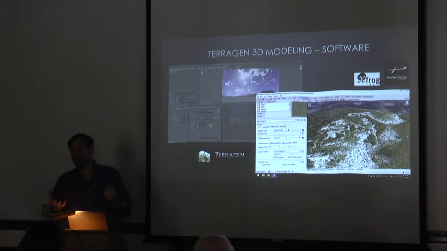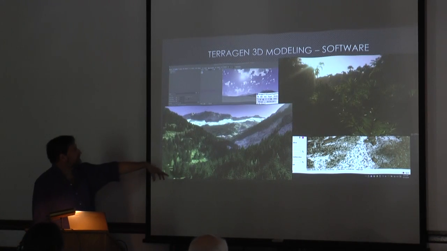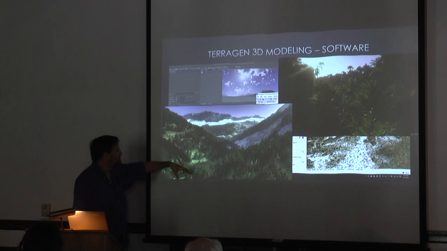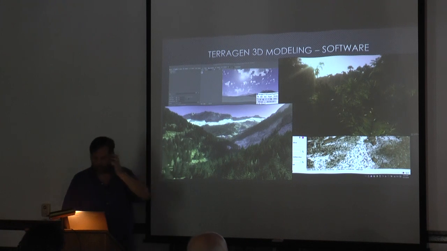And you can use things like density of different plant species and all this kind of stuff to simulate what are essentially realistic environments. So this is a mountain environment with pine trees and all that, completely simulated in Terragen with atmospheres and clouds and all that. That's a tropical one there.